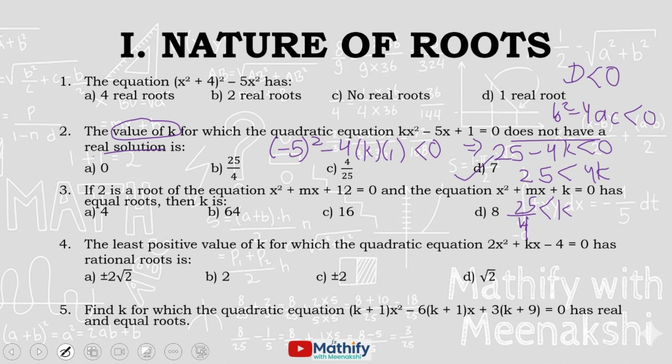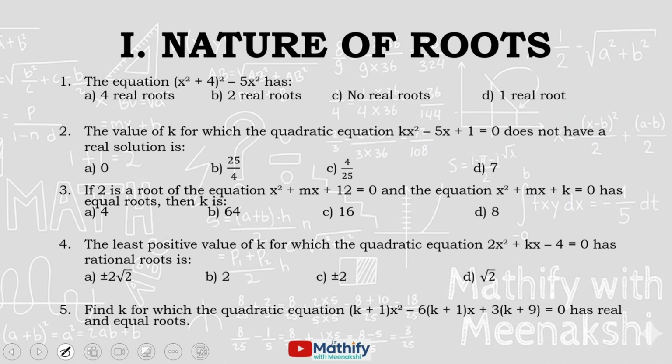Let's move to the third question. It's written that 2 is the root of this equation. Now, what is the meaning of root? If you put x as 2, it will satisfy the equation. So let's put the value of x as 2. The 2 square, that is 4, plus 2m plus 12 is equal to 0. Now just solve the like terms. 12 plus 4 is 16. 2m plus 16 is equal to 0. So your m is minus 8.